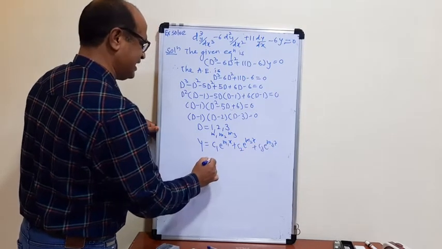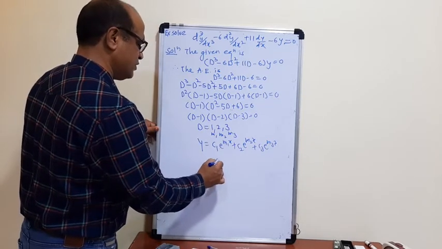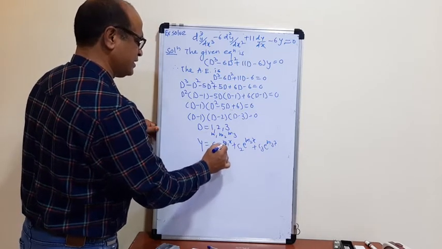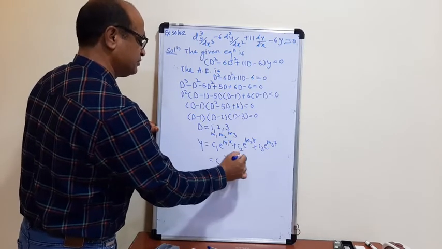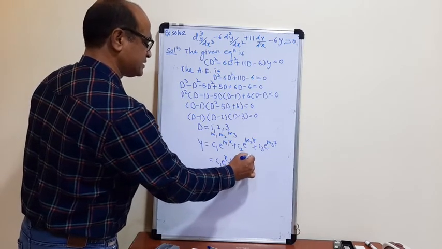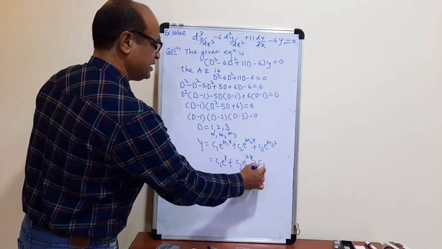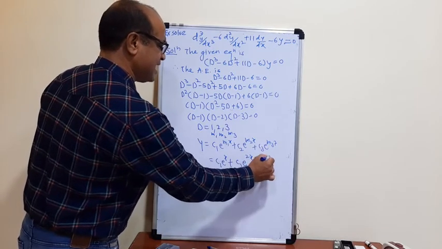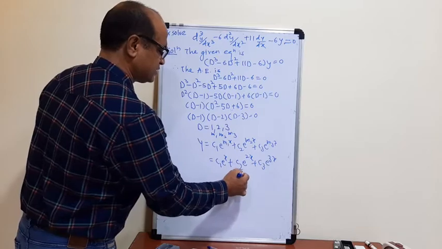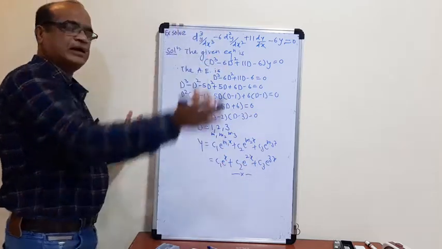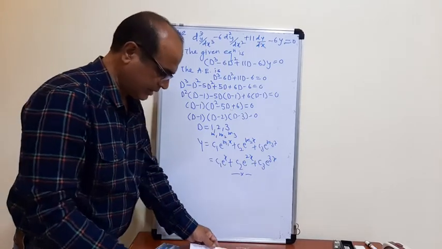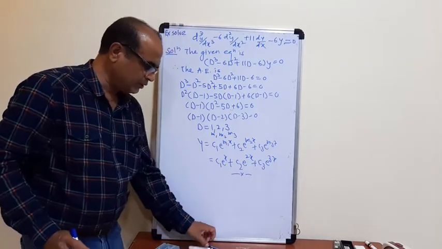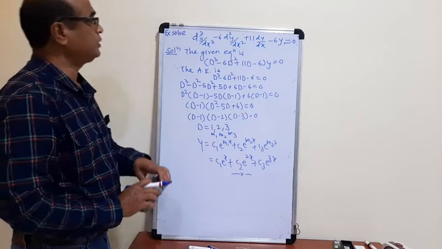So put here m1 is equal to 1: c1 e raised to x, plus c2, m2 is 2, e raised to 2x, plus c3 e raised to 3x, since m3 is 3. Okay? So this is the solution of the given differential equation. Okay, so this is very simple. So we take another example for you.